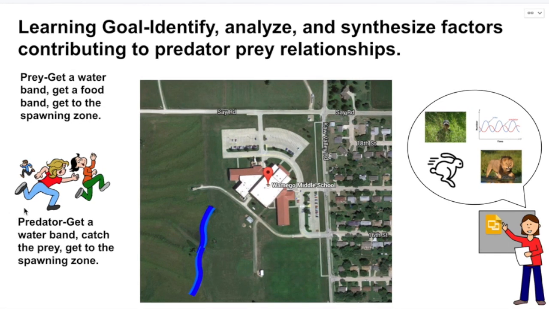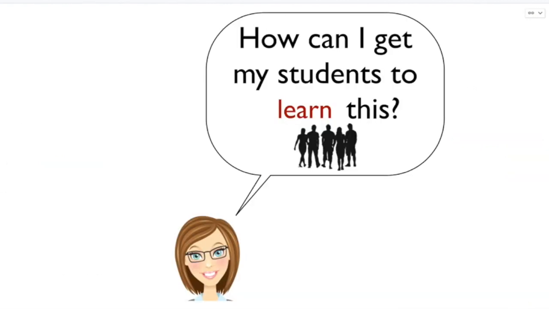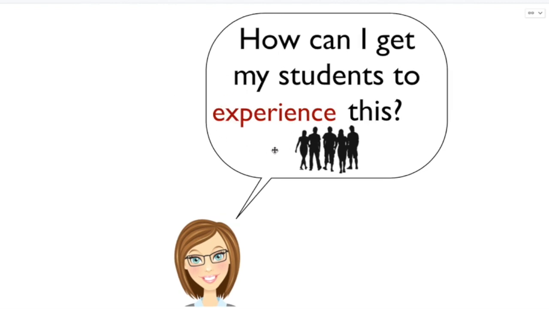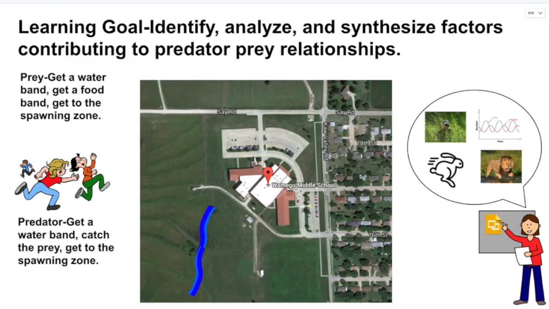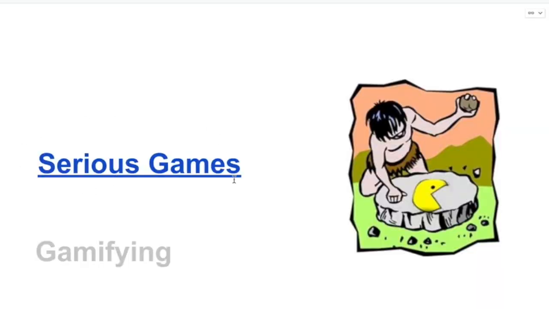This is an example of using serious games. This teacher wasn't satisfied with just asking, how can I get my students to learn this? He asked, how can I get my students to experience this? He accomplished it by utilizing a serious game aligned to the learning goal for his instructional unit. That's what we mean by serious games.